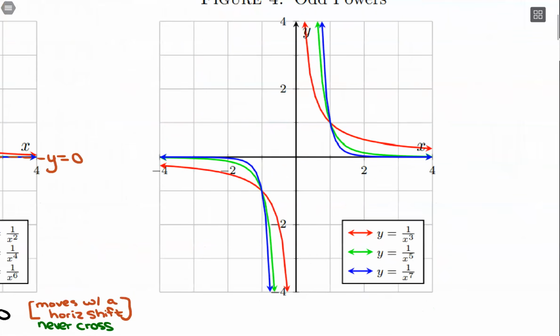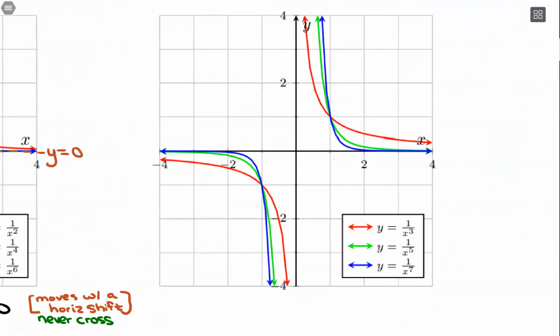Now, if we look at odd powers here, we can see we have a vertical asymptote at x equals 0, and we have a horizontal asymptote. Again, looking at the edges here, we can see no matter what power our function is, if it's an odd power, it's getting closer and closer to 0. Same thing over here.